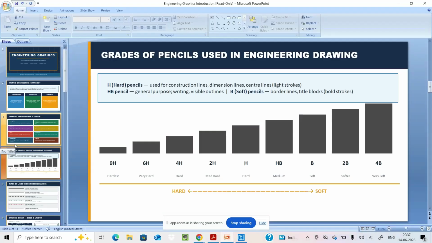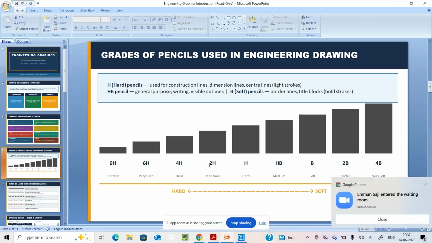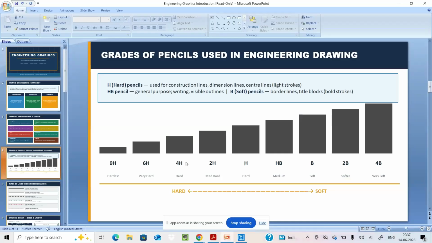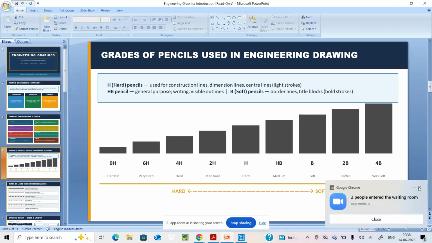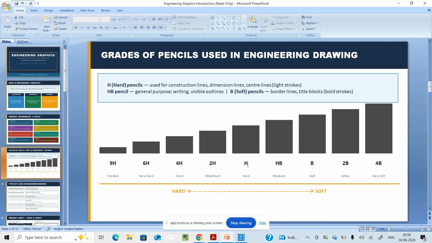The main and foremost thing, as far as I know, is that people will mainly be using these three pencils: H pencil, HB pencil, and the 2H pencil. So these three are more than enough. If you go on the right side, it is the softer side, and if you go on the left side, it is the harder side. The H is used for drawing purposes, HB is used for markings, dimensions, and other things. 2H pencil is used for hidden lines or shading and other things.